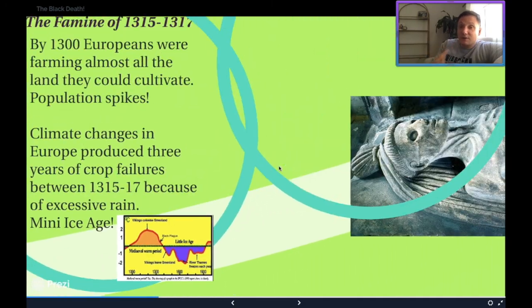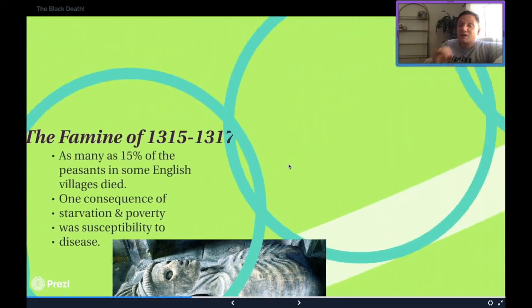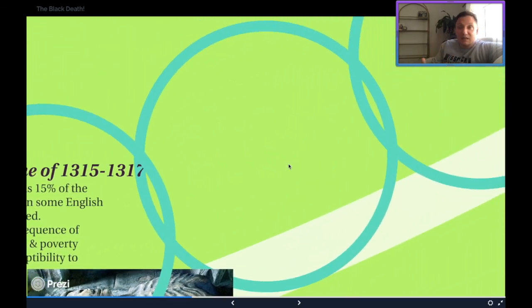This is going to be a problem though, because from 1315 to 1317, as many as 15% of peasants in some English villages are going to die from starvation. And I know I have this annoyingly in 4 bullet points, but it's actually 1. One consequence of starvation and poverty is that the populace of Europe is now going to be much more susceptible to disease. People are going to get sicker easier because they haven't been eating as well.